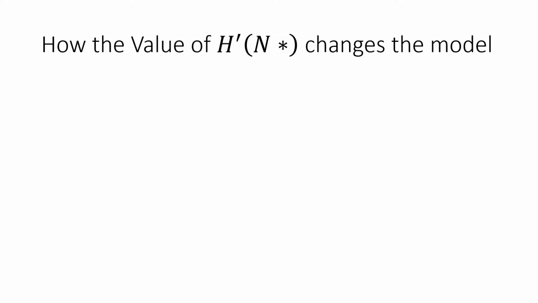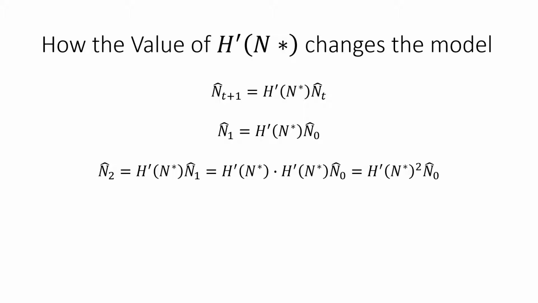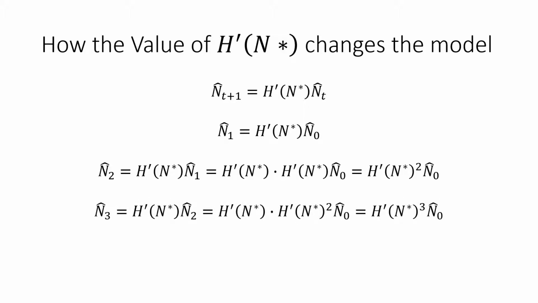As we can see below, n hat 1 is equal to h prime(n star) times n hat 0. Running this simulation again, the next, n hat 2, is equal to h prime(n star) times n hat 1. And we can then use the previous result to substitute in for n hat 1, and this gives us h prime(n star) times h prime(n star) times n hat 0, or h prime(n star) squared times n hat 0. Running it a third time will give us n hat 3 is equal to h prime(n star) cubed times n hat 0.